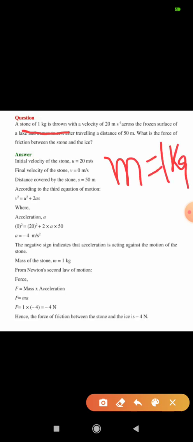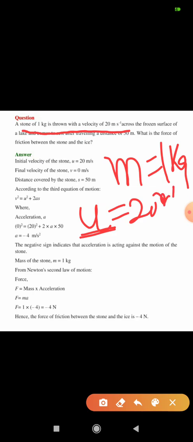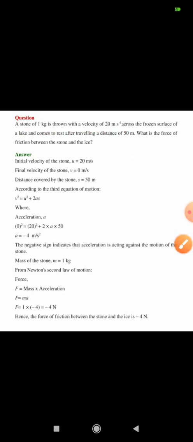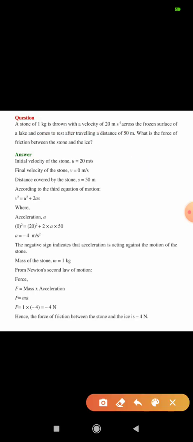The very first thing in the numerical: thrown with a velocity of 20 meter per second. A stone is thrown with the velocity of 20 meter per second, which means 20 meter per second is the initial velocity u. Two things we got here: m is equal to 1 kg and u, initial velocity, 20 meter per second.